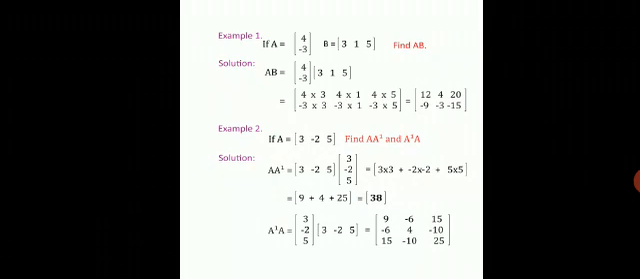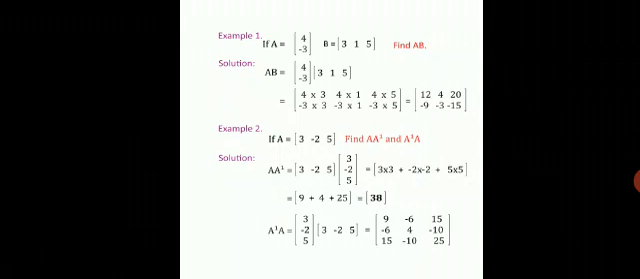Now we will see example 2. If A is equal to 3, minus 2, 5, here it is a row matrix of order 1 row into 3 columns. Find A into A dash and A dash into A. Solution. Find the transpose of A first. So here row becomes column, then multiply.